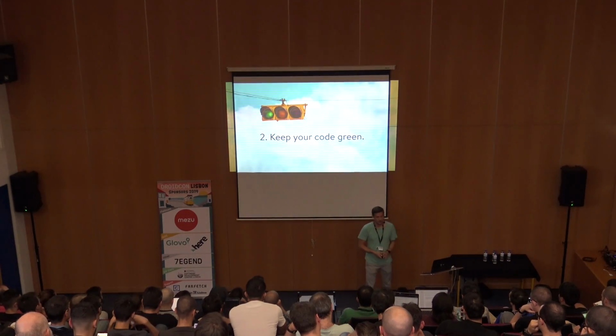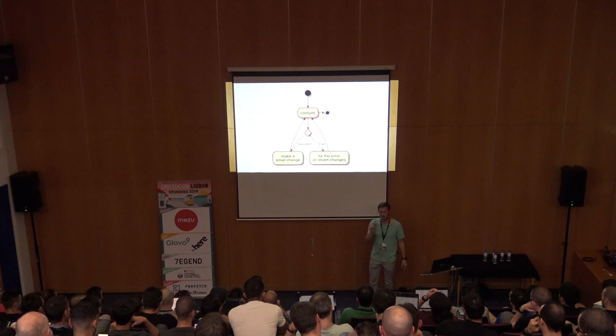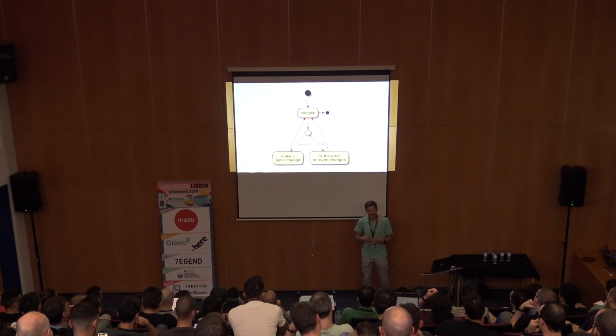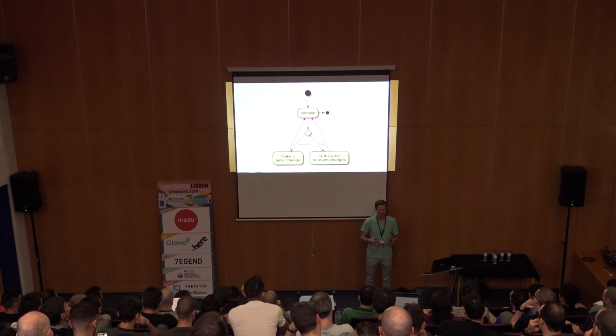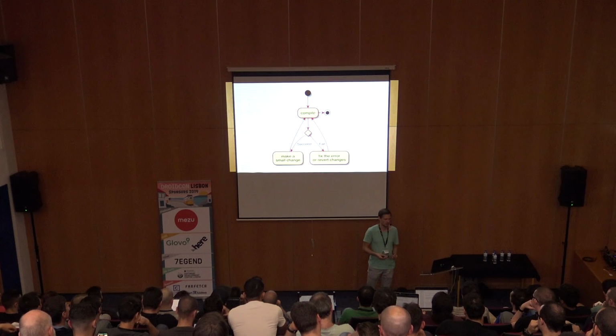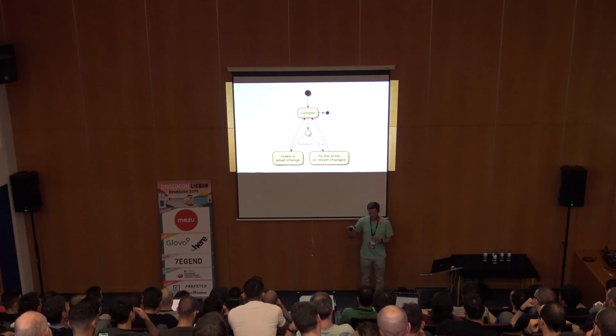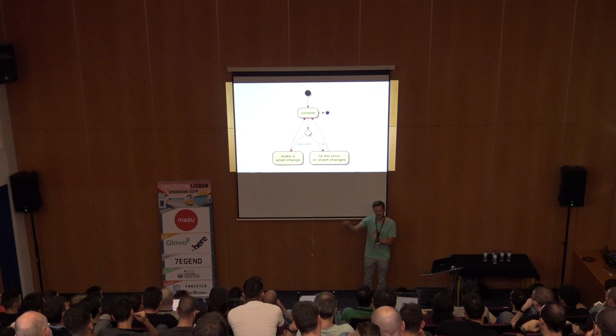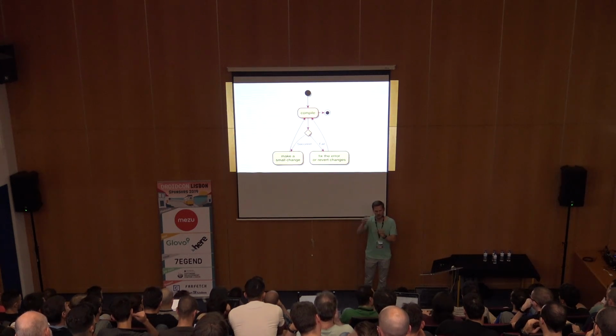The next one is keep your code green. There's a nice UML diagram in here. It's really easy. Hit compile. If the compilation fails, fix the error or revert your changes. If it succeeds, you can make a small change. That's what really helped us when we were taking all this stuff out of our app and adding all the abstractions.